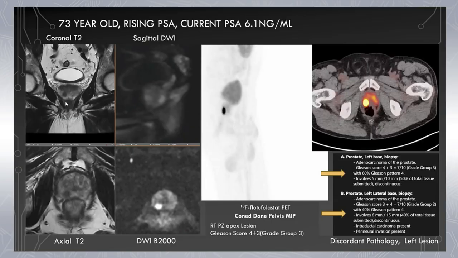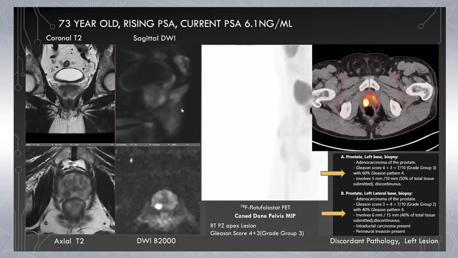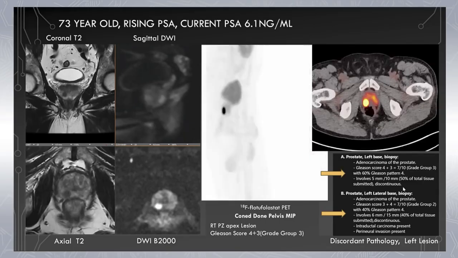Coronal T2 weighted images on the MRI of the prostate demonstrate a T2 hypointense lesion within the right peripheral zone. That same lesion is discriminated on the axial T2 weighted imaging. Sagittal and axial B1400 and B2000 images demonstrate abnormal restricted diffusion. PET-CT demonstrates an abnormal focus of intense uptake within the right peripheral zone and a lesser focus of uptake within the left peripheral zone. We look at the biopsy results in this case, and there's some discordance.